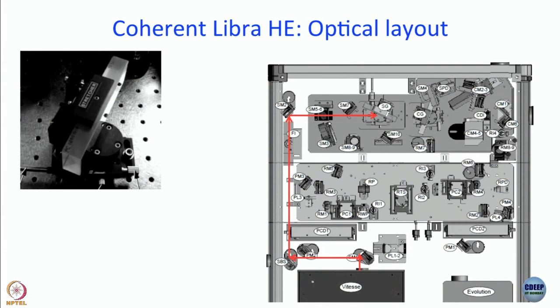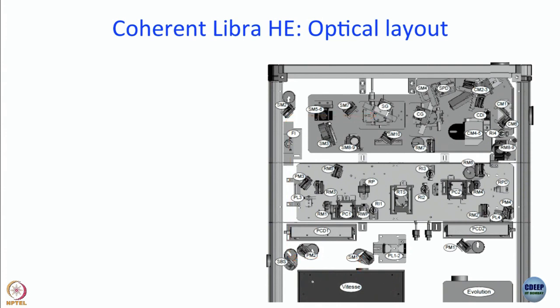Well, this is what it is. This is the first thing that happens. Was that too fast? The output of the Ti-sapphire laser hits SM1. Now, here the naming is systematic. SM means a mirror in the stretcher. 1 means the mirror that comes first. 2 means the mirror that comes afterwards, and so on and so forth. So, as you see, this one is SM1.